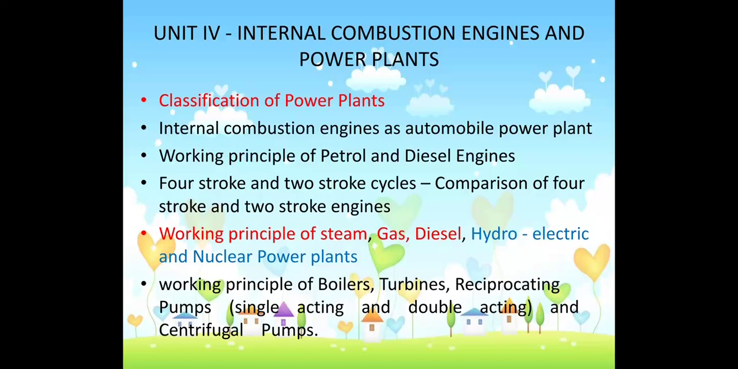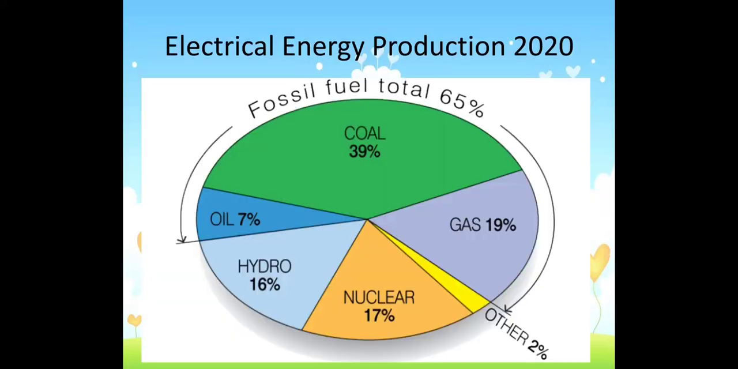Today we will discuss the hydroelectric power plant and then the nuclear power plant. In Unit 4, the syllabus covers internal combustion engines and power plants. We have already discussed power plants, the classification of power plants, thermal power plants, and gas and diesel power plants. Now we are discussing hydroelectric and nuclear power plants.